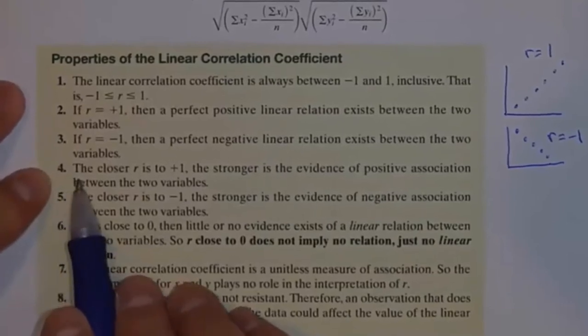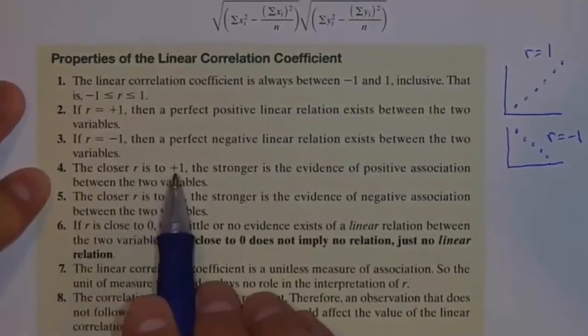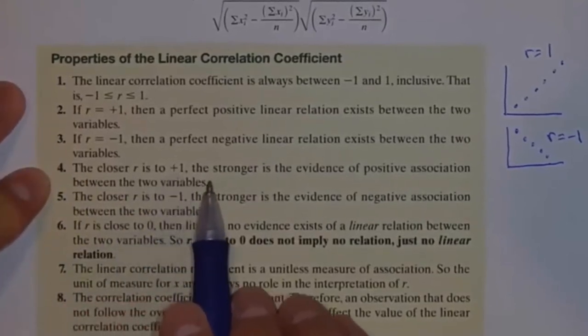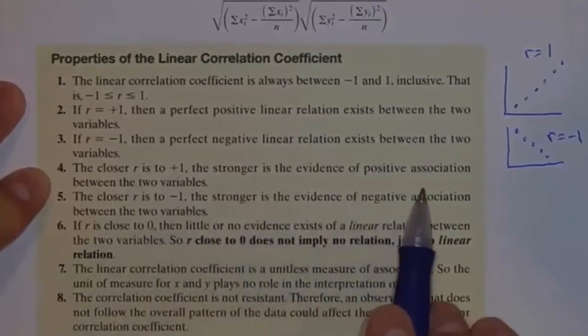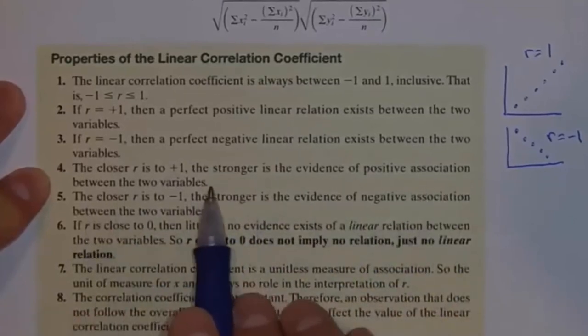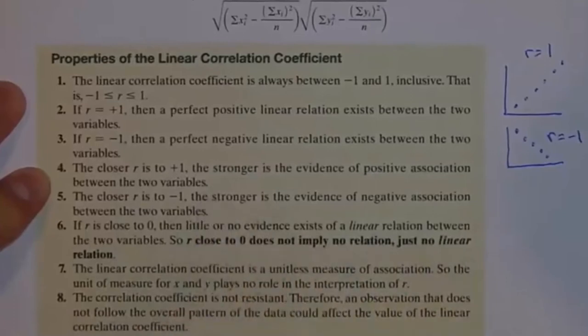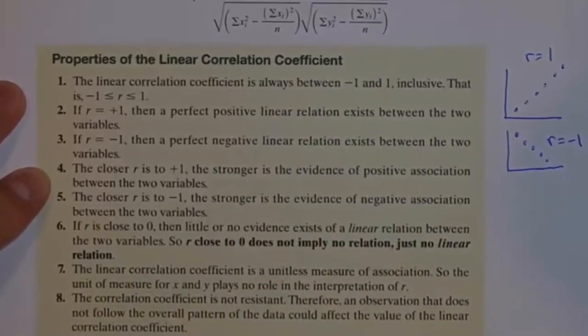So number 4, the closer r is to +1, the stronger is the evidence of a positive association between the two variables. So if r equals something close to 1, that's going to indicate that there's strong evidence saying that we have a positive association between the two variables. And more specifically, we have a positive linear relationship between the two variables.